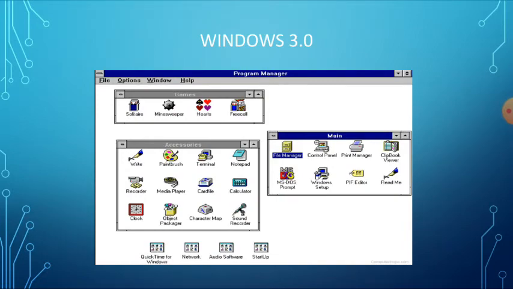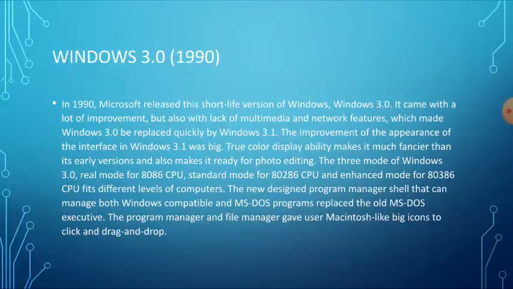Next one is Windows 3.0. Windows 3.0 was released in 1990. In 1990, Microsoft released this short-lived version of Windows. Windows 3.0 came with a lot of improvements but also lacked multimedia and network features, which made Windows 3.0 quickly replaced by Windows 3.1. The improvement of the appearance of the interface in Windows 3.1 was big. True color display ability made it much fancier than the earlier version.